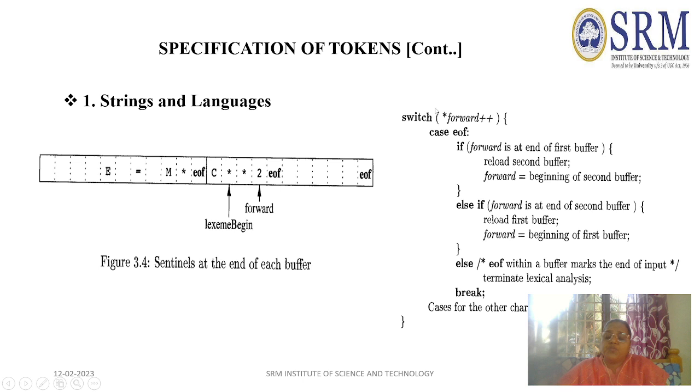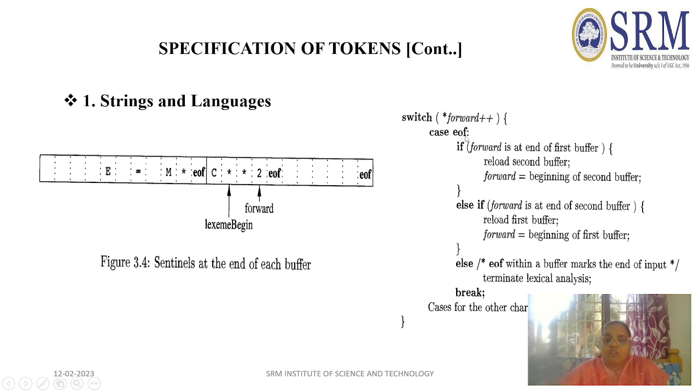So you are going to switch on with some of the cases. If the forward pointer is going to scan the input and it is not end of file, it will simply go one step ahead, right? If, while scanning, it finds an end of file, this sentinel, it will go to that particular case called end of file.